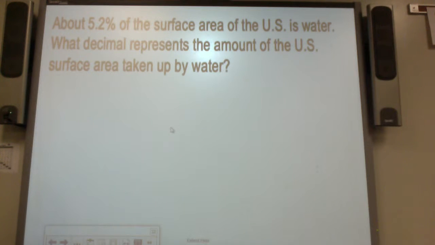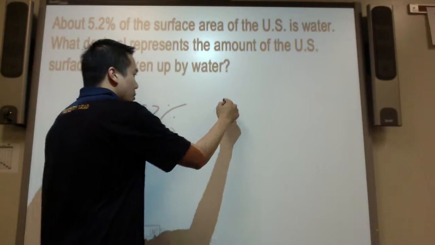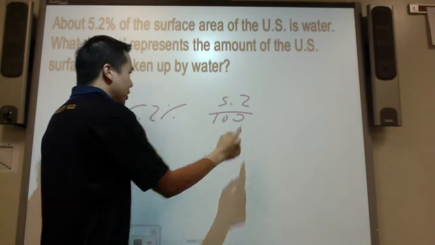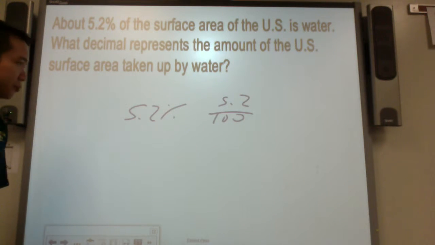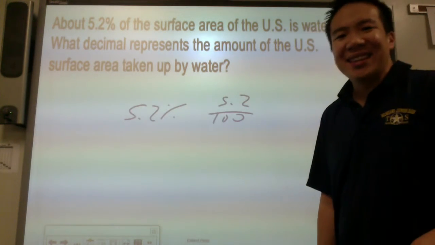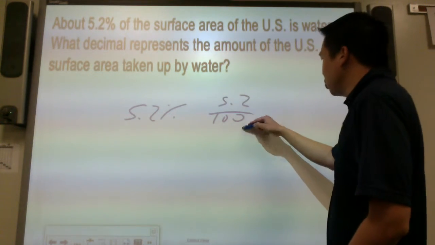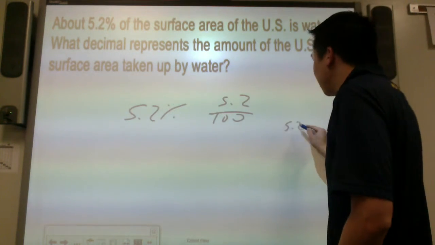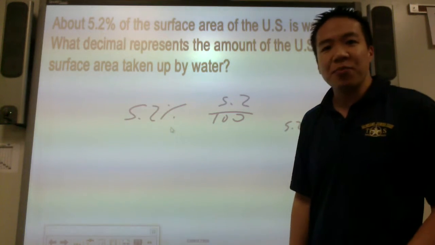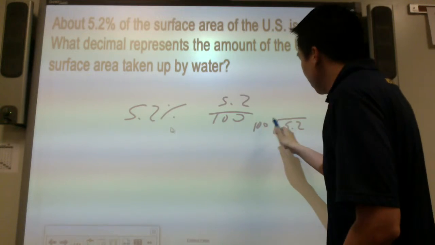And last but not least, about 5.2% of the surface area of the United States is water. What decimal represents the amount of the U.S. surface area taken up by water? So this is per 100. Now this is where it gets a little harder. How would you write this as a decimal? We have 5.2 hundredths. So we're going to have to divide. How would you read this as a division problem? It's 5.2 divided by 100. Can 100 go in 5?